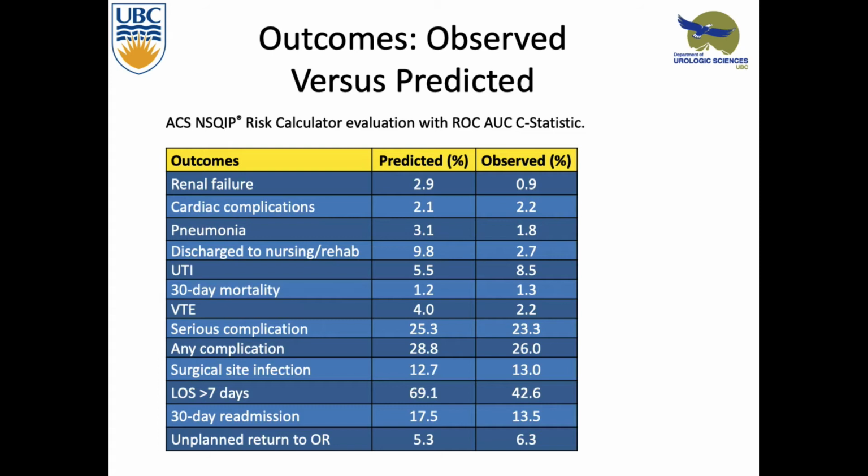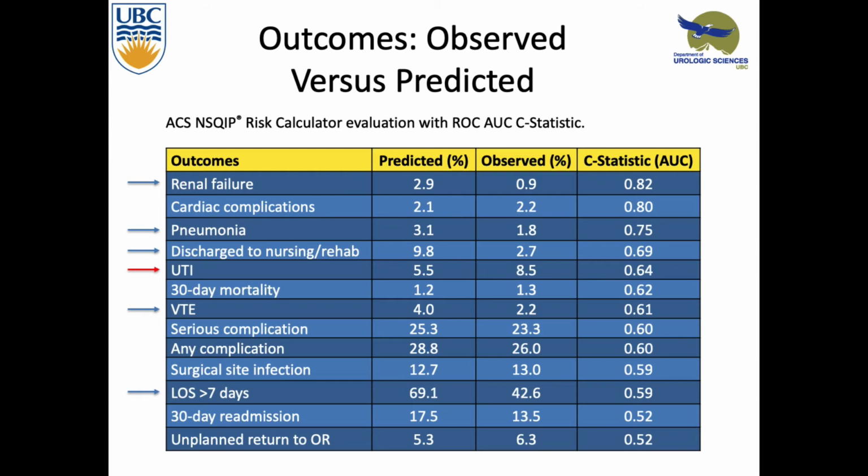So this is what you get when you plug the patients into the risk calculator. It gives you risk of renal failure, cardiac complications, pneumonia. And if you look at renal failure, pneumonia, discharge to a nursing or rehab facility, DVT or PE, and likelihood of stay longer than 7 days, those were significantly over-predicted by the NSQIP risk calculator. And in our cohort, UTI was under-predicted by the risk calculator.